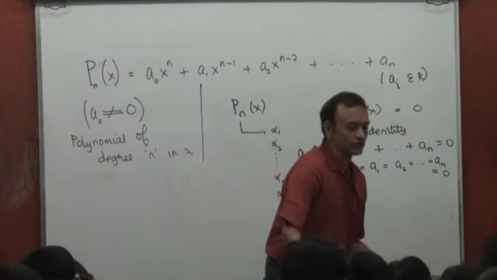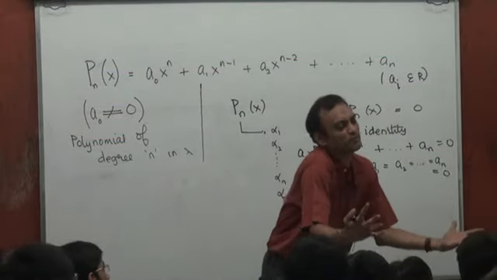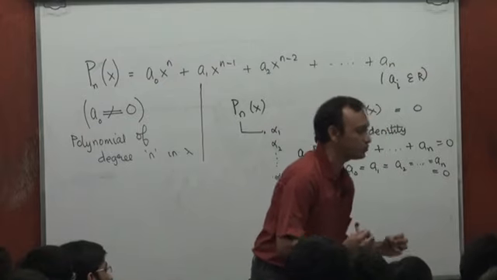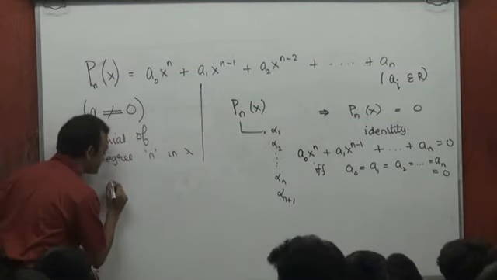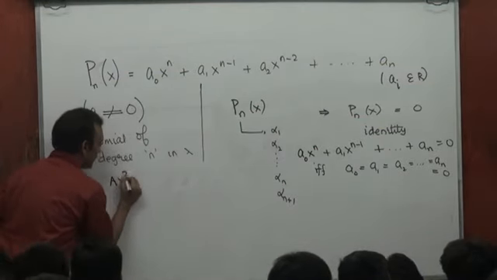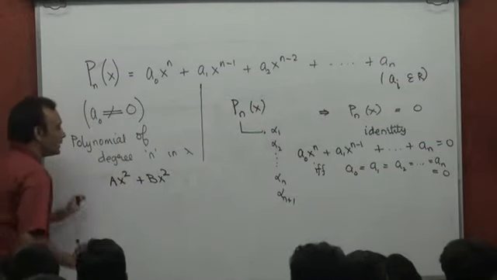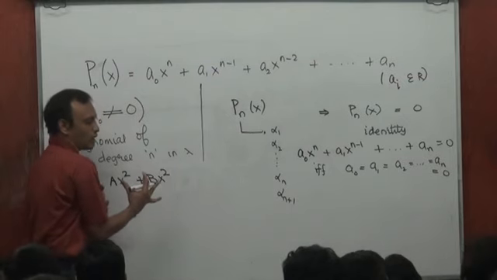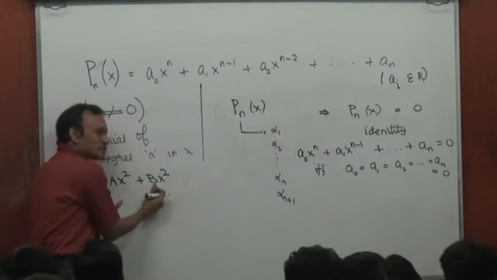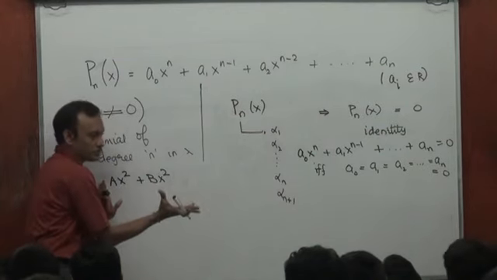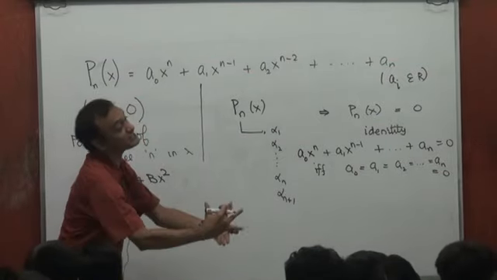Then you would come up to me and argue, then it's not a polynomial of degree n. Yes, it will not be, but it will be like a deceptive polynomial in x, loosely speaking. For example, to begin with, it looks like a polynomial of degree 2 in x. Right? But if a equal to minus b, then it will become identically equal to 0.